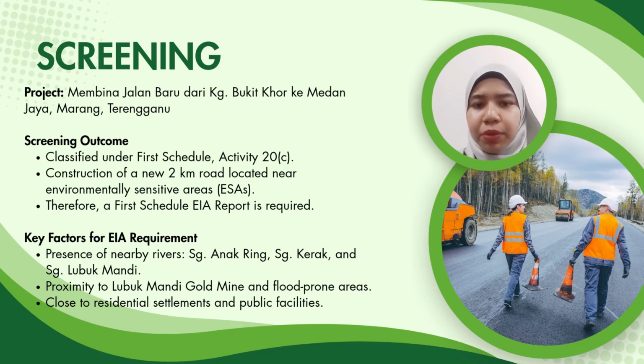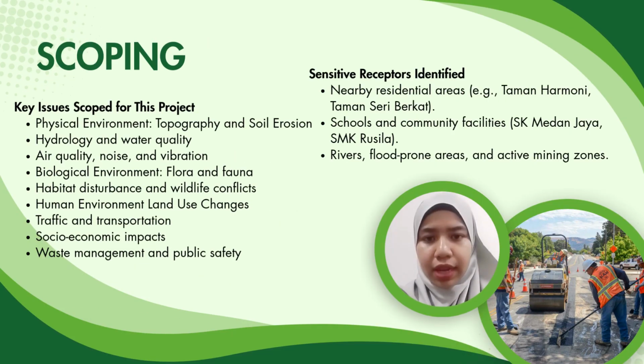before the project proceeds. Next, I will explain about the scoping process in the EIA. Scoping is the stage where the key environmental and social issues that may be affected by the project are identified. It helps define the boundaries of the study and ensures that the EIA focuses on the most significant impacts.